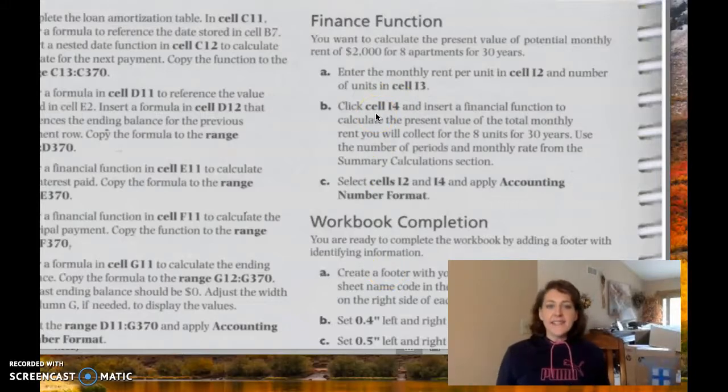Step B says, in cell I4, insert a financial function to calculate the present value of the total monthly rent you'll collect for the 8 units for 30 years. Use the number of periods and monthly rate from the summary calculations section.